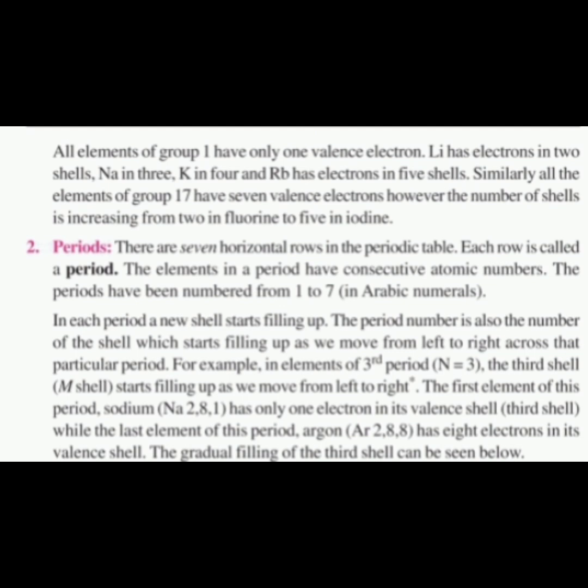In each period a new shell starts filling up. The period number is also the number of shells which start filling up as we move from left to right across that particular period.